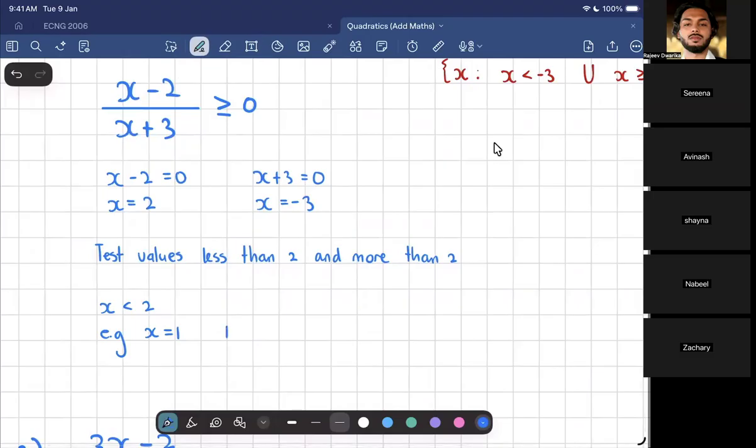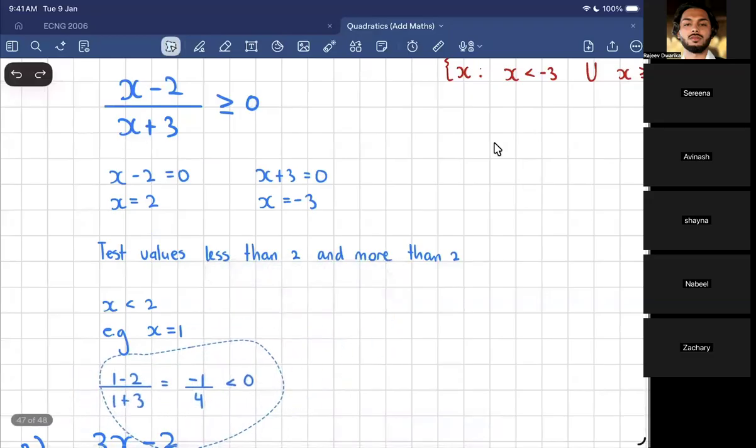So I will write 1 minus 2 all over 1 plus 3. What's 1 minus 2? Minus 1, sir. Minus 1, right? And what's 1 plus 3? 4. Is negative a quarter more than or equal to 0? No, sir, that's actually less than 0, yeah? Yes, sir. Right, so is that what we want? No, that's not what we want, right? This is not what we want.